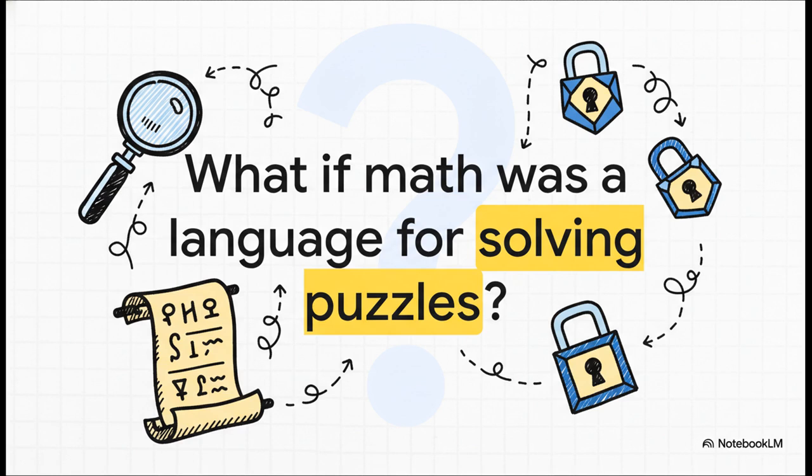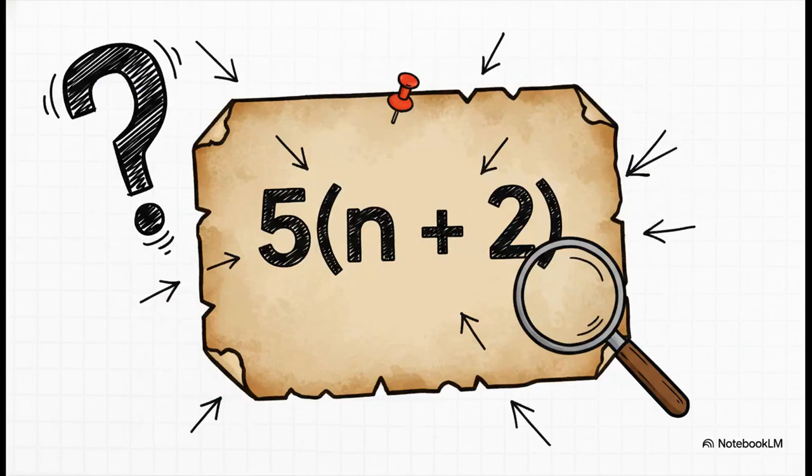It gives you all the tools you need to crack any case, to break down a big mystery and find that one solution. Every single letter, every number, it's all part of the clue. So let's get our hands dirty. Here's our first coded message. 5(n + 2). See how it's all kind of bundled up and locked away? To figure out what it's really telling us, we're going to need our very first tool.